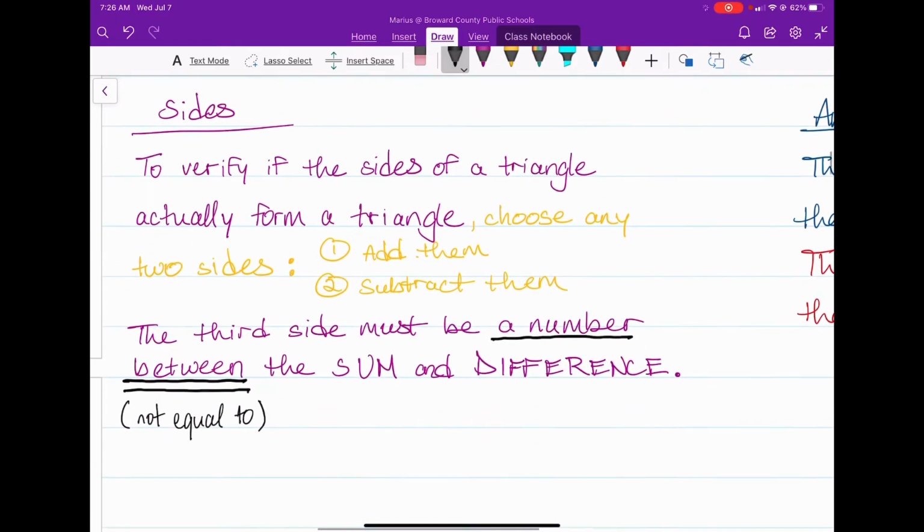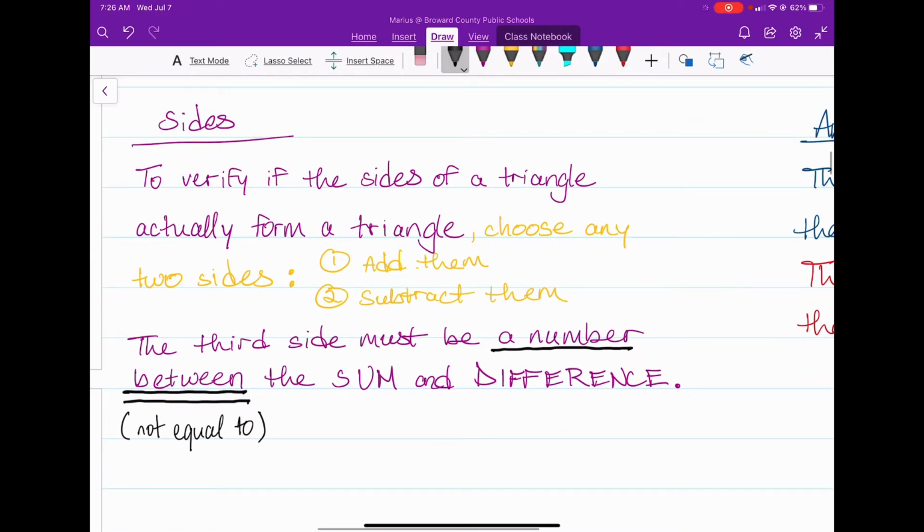For the sides, to verify if the sides of a triangle actually form a triangle, choose any two sides, add them, and subtract them. The third side must be a number between, not equal to, but between the sum and the difference. One more time.